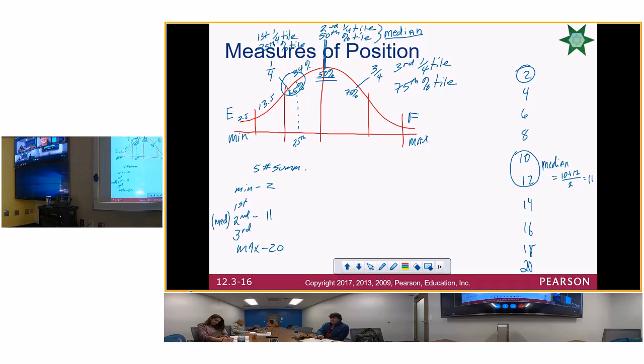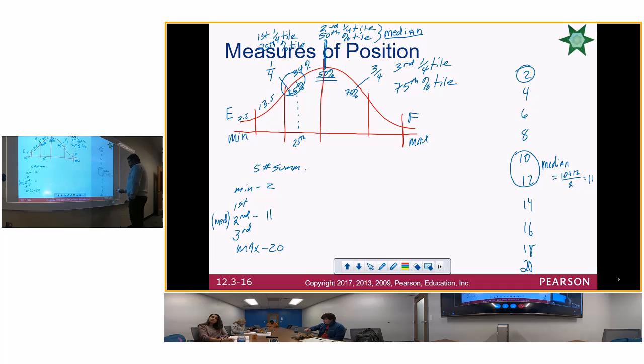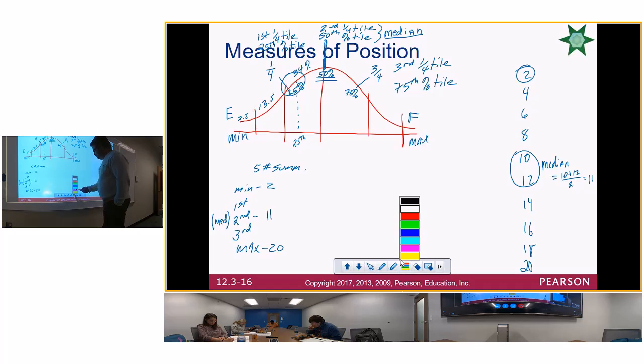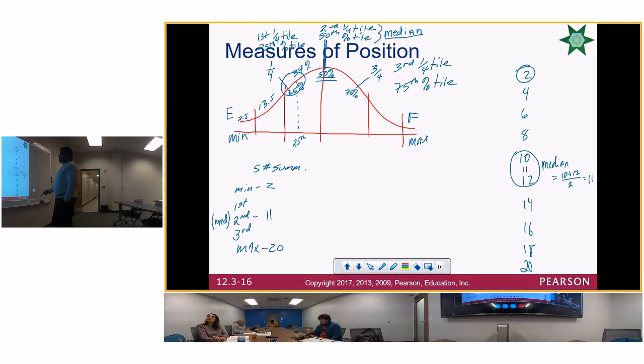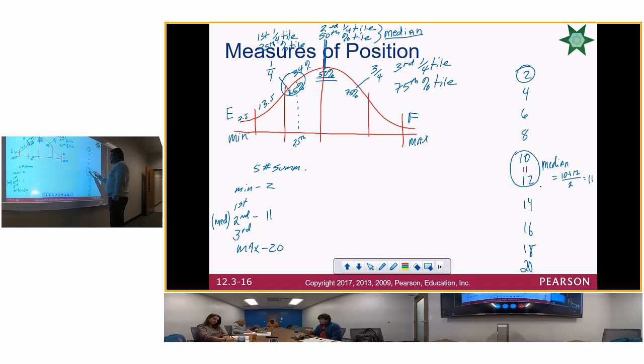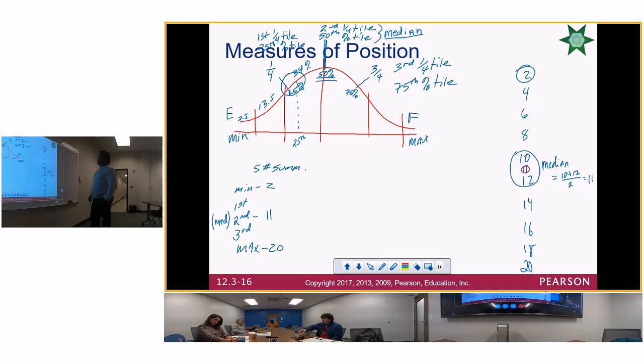Now, I'm going to take a red dot. And I really don't like to use red, I'll use something else, magenta. And we're going to put that 11 right there. All right, now it's not a real number because it's a median, it's calculated, so I'm going to put a circle around it. How many numbers are above that 11? 1, 2, 3, 4, 5.